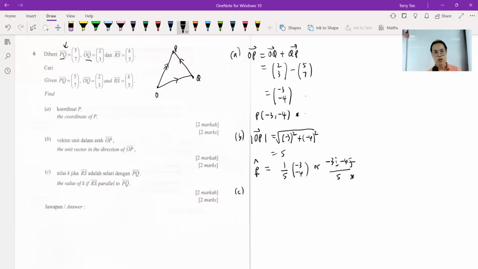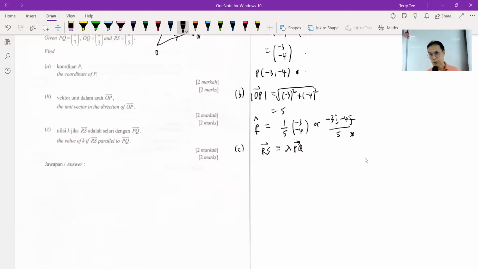Part C, cari nilai k jika RS selari dengan PQ. If two vectors are parallel, or selari, we say the first vector is a multiple of the second vector. Multiple means we put a symbol, normally lambda. You can use another symbol, but here we already have k, so we don't use k or h and so on. Okay, let's go back to your RS.